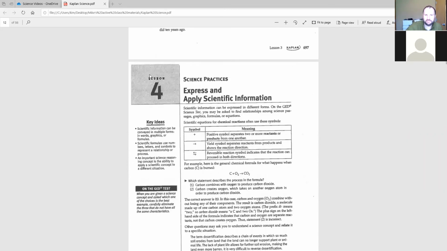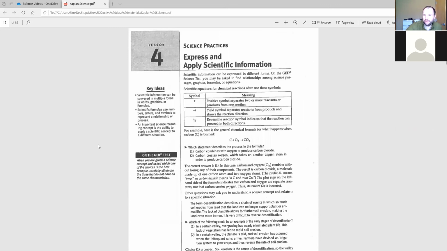All right, so today's lesson. We've got a couple more little segments of science practices to go through, which is just another way of talking about the different types of questions and the different material that you might expect to see on a science test. So today we'll talk a little bit about the various ways they'll present information. You should expect to answer questions based on science passages, visual graphics, formulas, and even equations. That's what we'll talk about today.